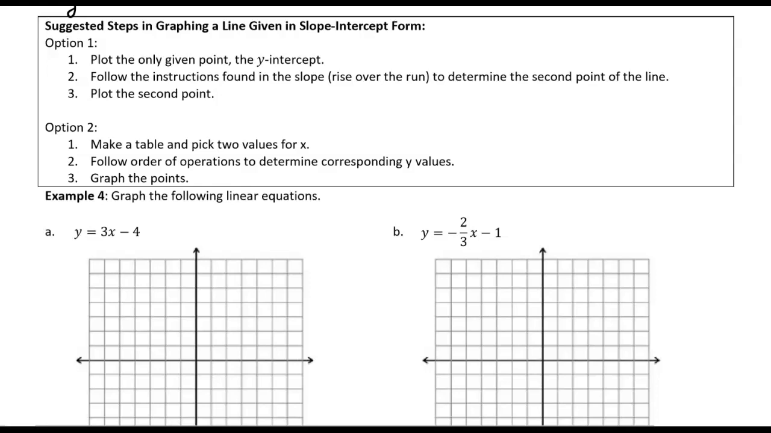NCBM 0324, Section 1.3, Slope Formula and Graphing Linear Equations in Slope-Intercept Form, Part 4.